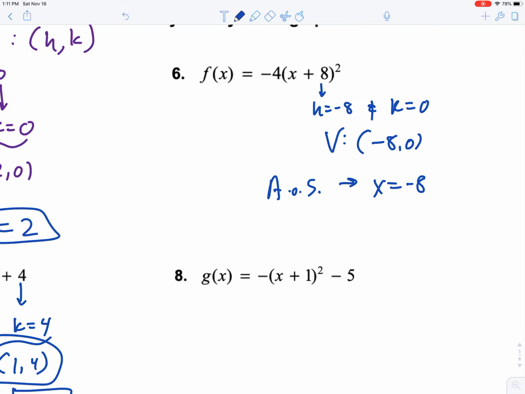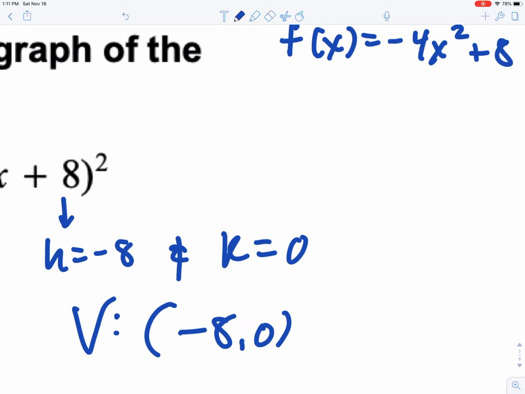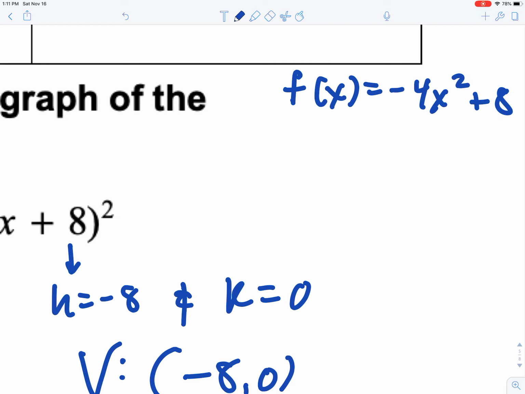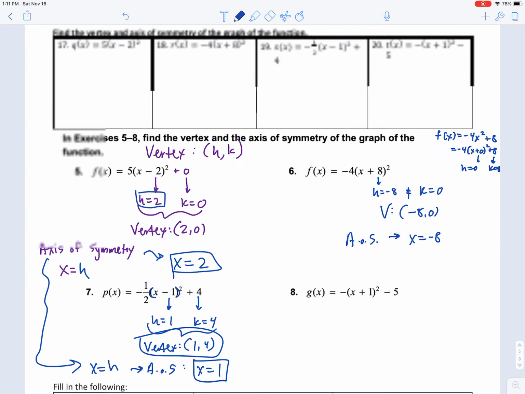Okay, now I didn't give you an example like this, but if you saw one that said f of x equals -4x squared plus 8, this one is different. I could have written this as -4 times (x plus 0) squared plus 8. So really in this case, my h is equal to 0 and your k is equal to 8. Okay, and then you would go from there.